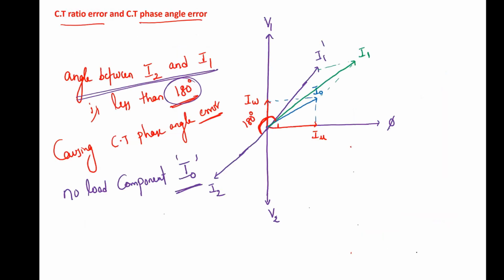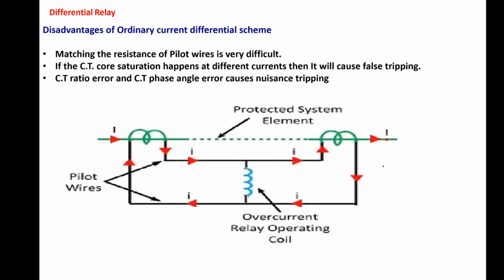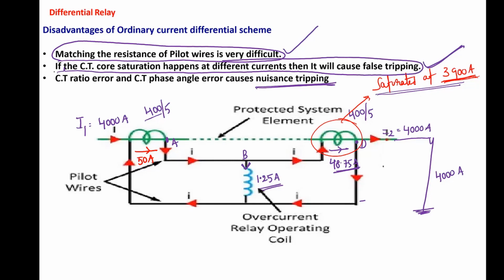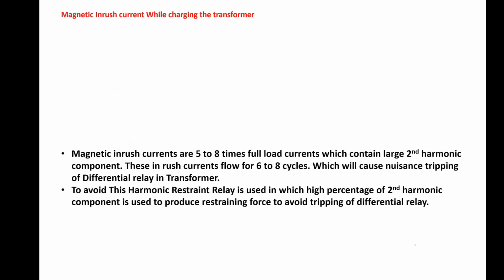Because of this also, the ordinary differential relay will cause unnecessary or nuisance tripping. So these are the three main reasons why your ordinary differential relay will fail. One is the mismatching of the pilot wire resistance, second is the different CT core saturation, and the third one is CT ratio error and CT phase angle error. Now the problem that happens in the differential relay when it is implemented in the transformer.